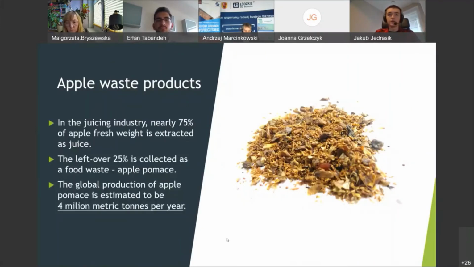The annual production of apples in the world is estimated to be 83 million metric tons. A significant portion of this entire amount goes to the apple juicing industry. About 75% of fresh apple mass can be extracted as juice, and the leftover 25% is collected as a food waste, the so-called apple pomace. The global production of this apple pomace is around 4 million metric tons each year. So instead of going to waste, this enormous supply of biomass can be reused to manufacture some useful products. For instance, our Appleather.